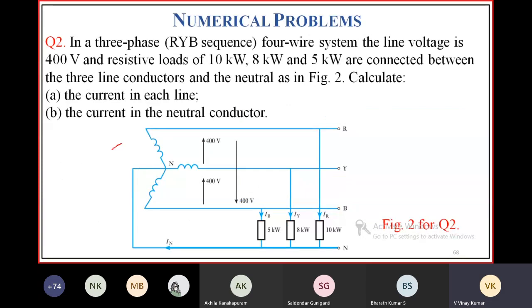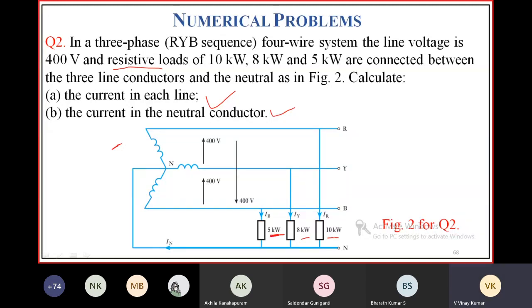This is the question. You have to find the current in each line as well as the current in the neutral connector. The loads are 5 kilowatts, 8 kilowatts, and 10 kilowatts. All are resistive loads. Resistive load means this is the power at this load, power at this load, power at this load.